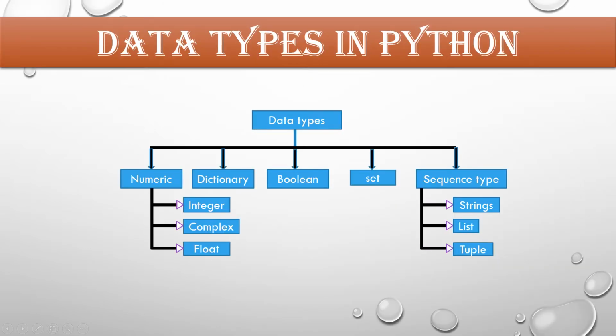Data types in Python. Python provides various standard data types that define the storage method of each of them. There are basically five main data types: numeric, dictionary, boolean, set, and sequence type. In the numeric data type, there are integer, complex, and float data types. In sequence type, string, list, and tuple data types are there.